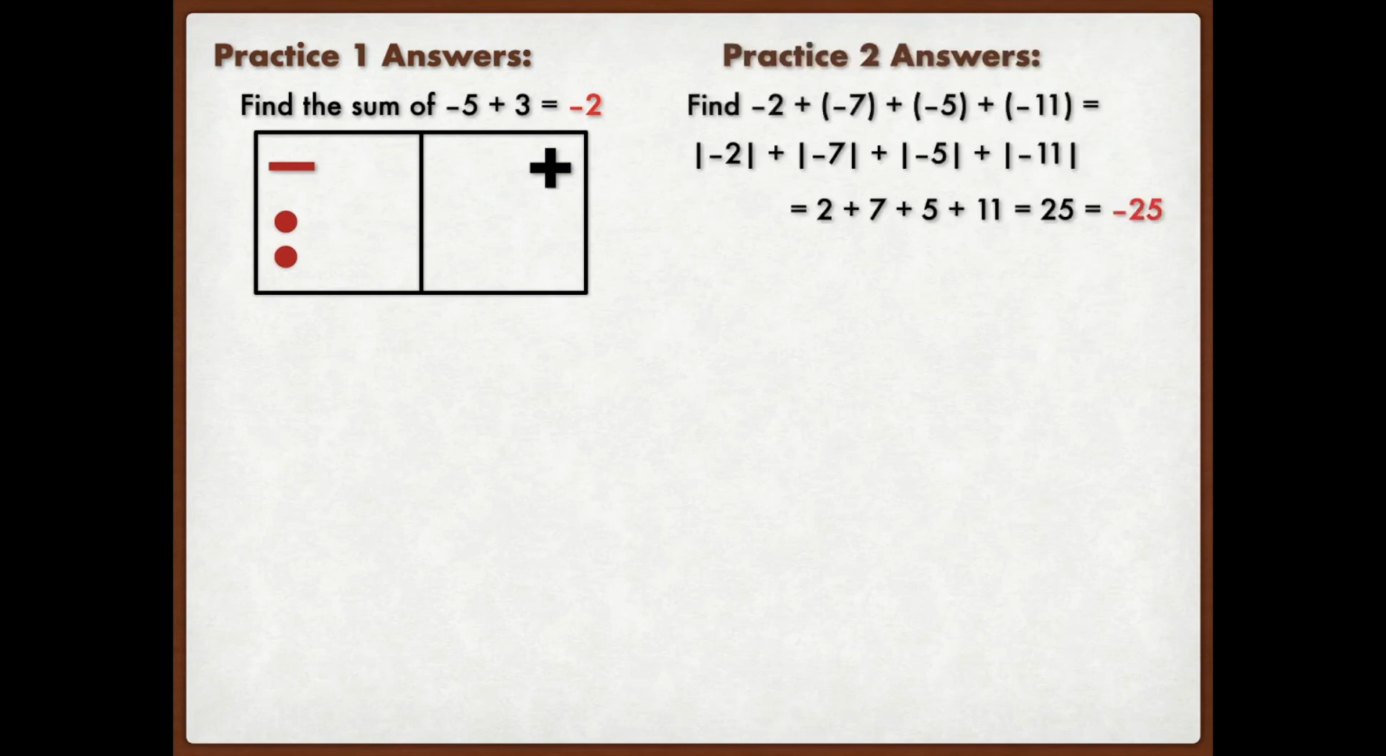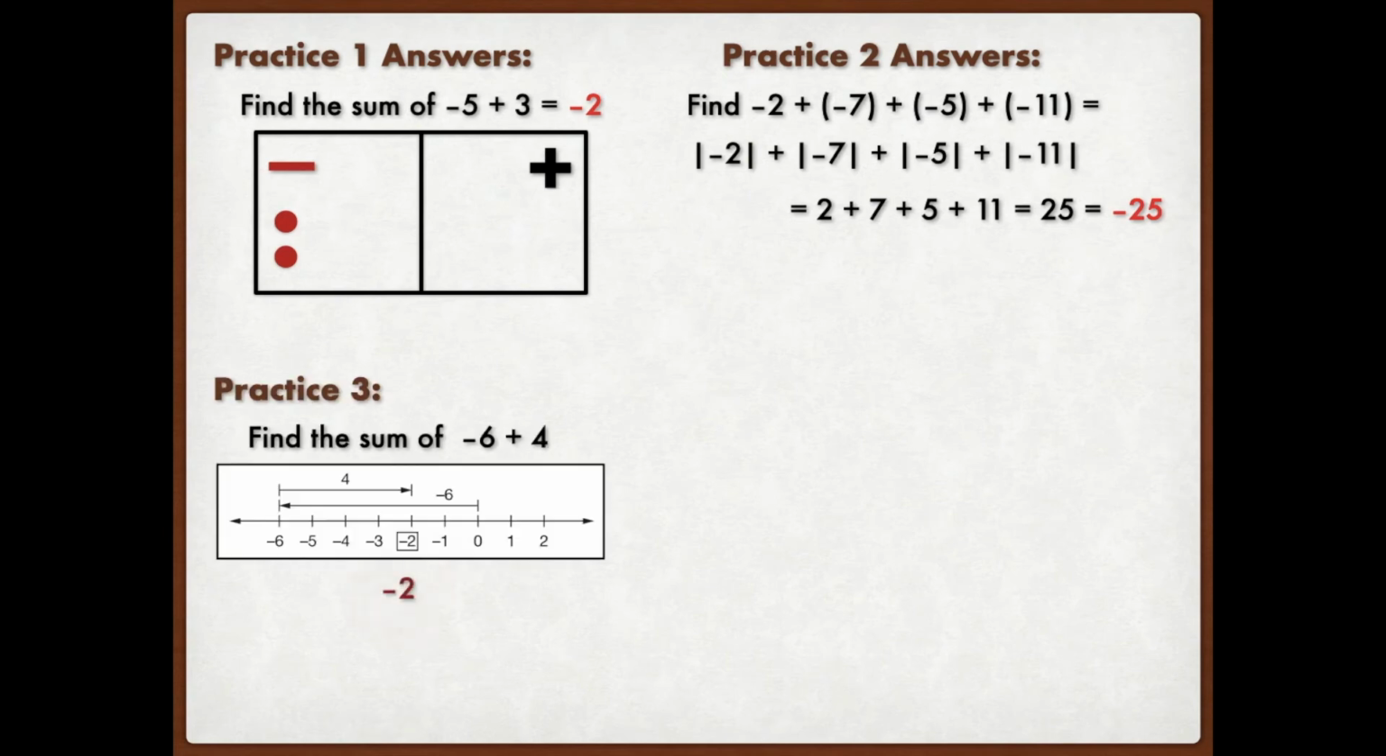Okay, here's practice number 2. I went ahead and put all of these in absolute value. So I'm left with 2 plus 7 plus 5 plus 11. That's 25. But then the original sign was a negative, so that's going to be negative 25.